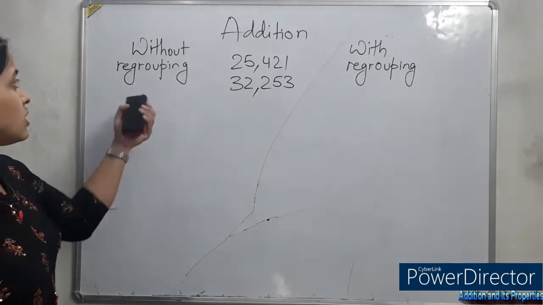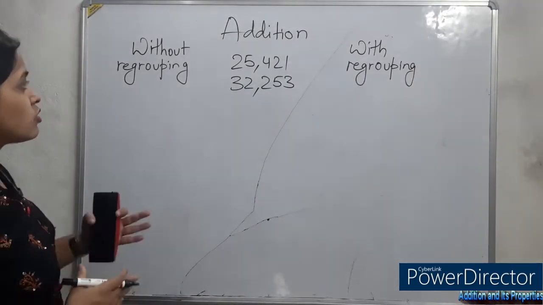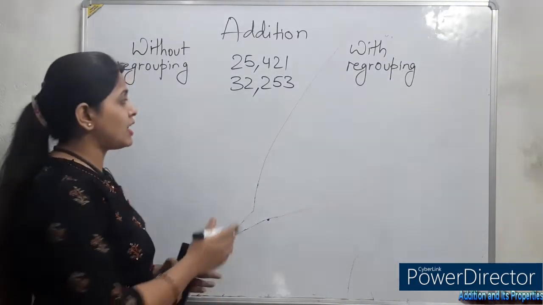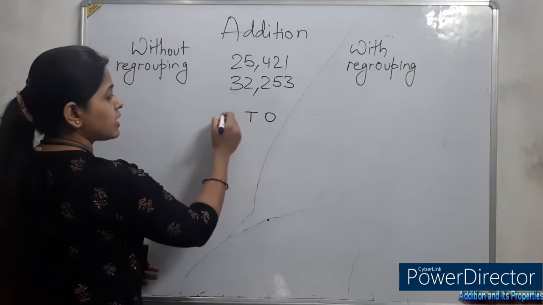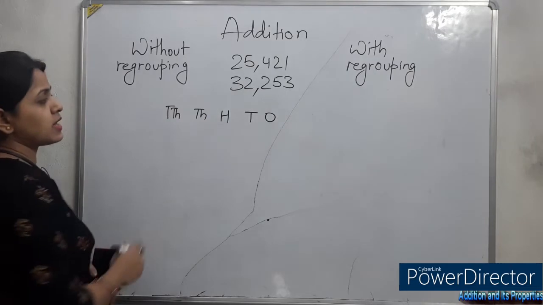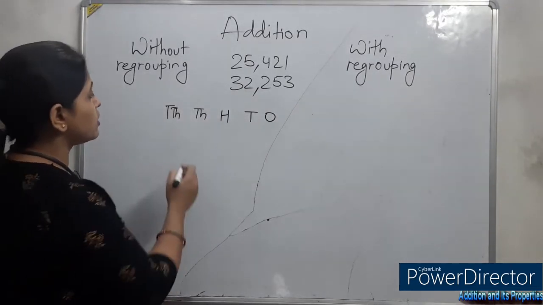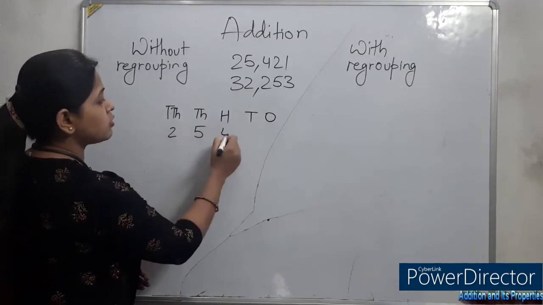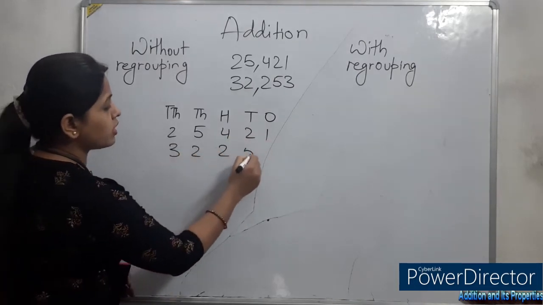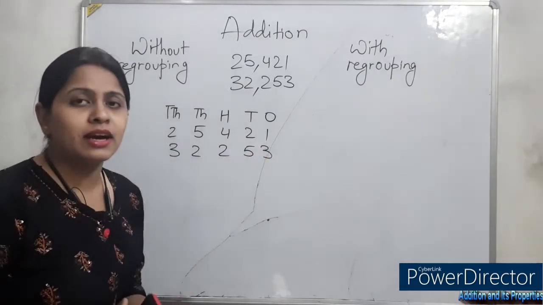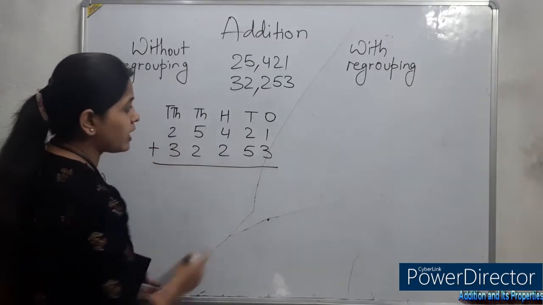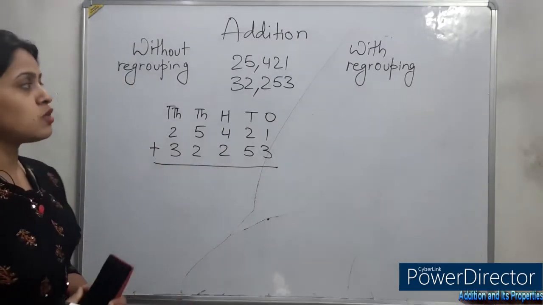So in the case of without regrouping, what happens? First of all, we have to place the numbers according to their place value, that is ones, tens, hundreds, thousands, ten thousands, like this. Then we put the numbers 25,421 and 32,253 in their correct places. Then we are going to add. This is the case of without regrouping.